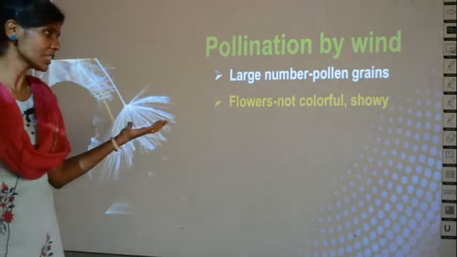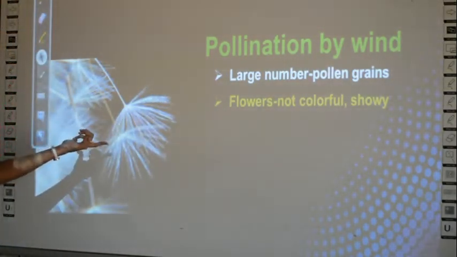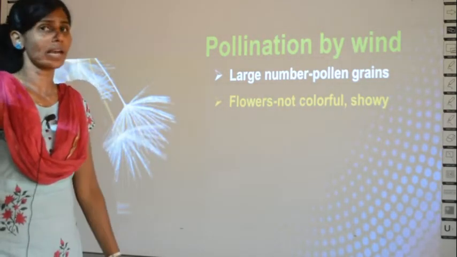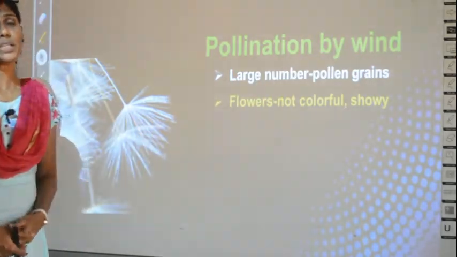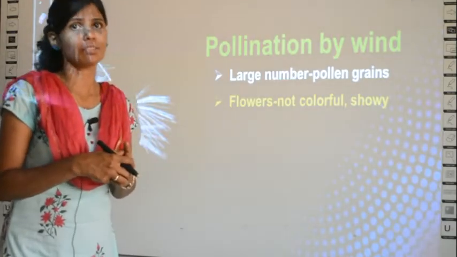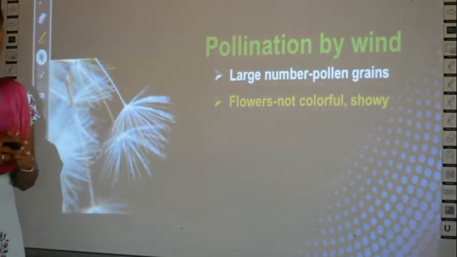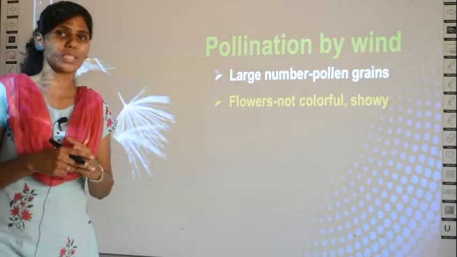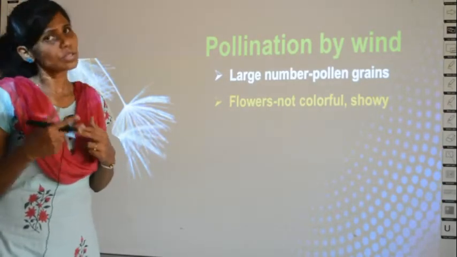Then these flowers, if you see, they are not colorful at all. Does this have any color? No, it is colorless or white in color, right. So usually they do not have any color, and it is not showy, which means it is not so attractive. Just it will be flying in the air, that is why it draws our attention, right. If it is present on the flower, usually it is not noticed at all because of the lack of color. So it is not showy, and also it is not colorful.